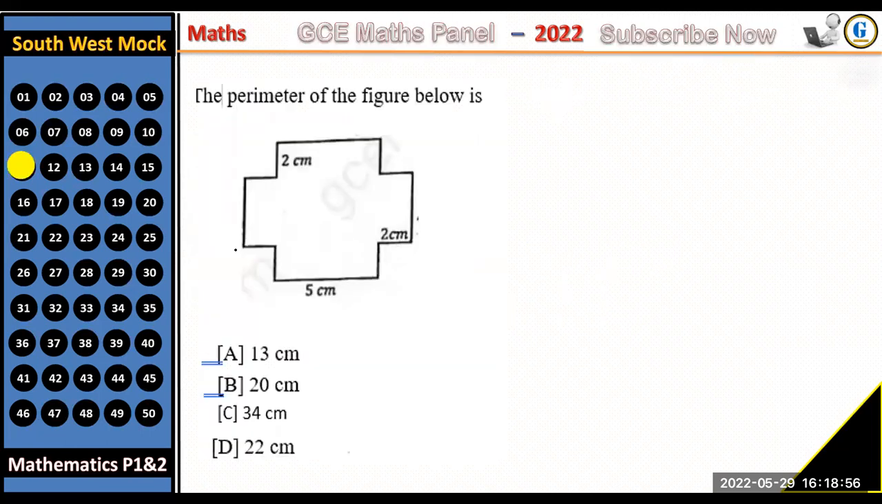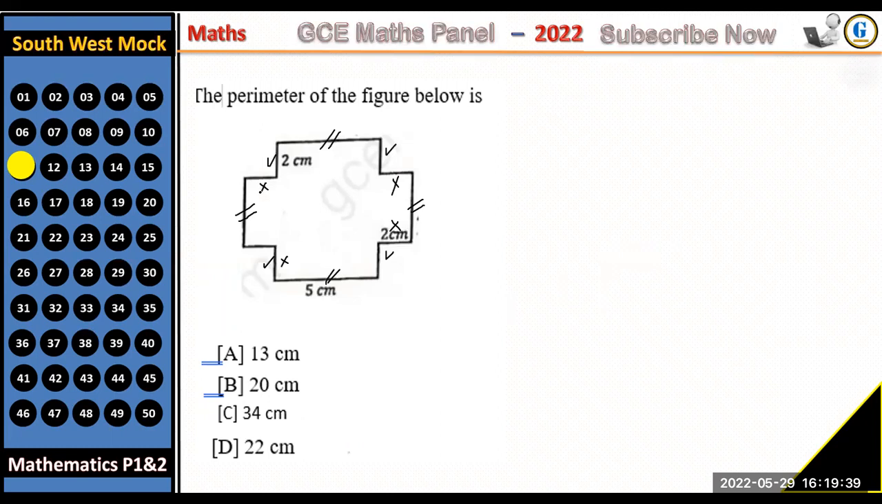Question 11. The perimeter of the figure below is, so for this figure, since they have not given this side, we assume that this side has the same length as this side, and the same as this one. They're all 5 centimeters, right? So we sum all the 5 centimeters. Now this one is 2 centimeters, this is 2 centimeters, and this is 2 centimeters, while this other one is also 2 centimeters here. This one is 2 centimeters, you can see.